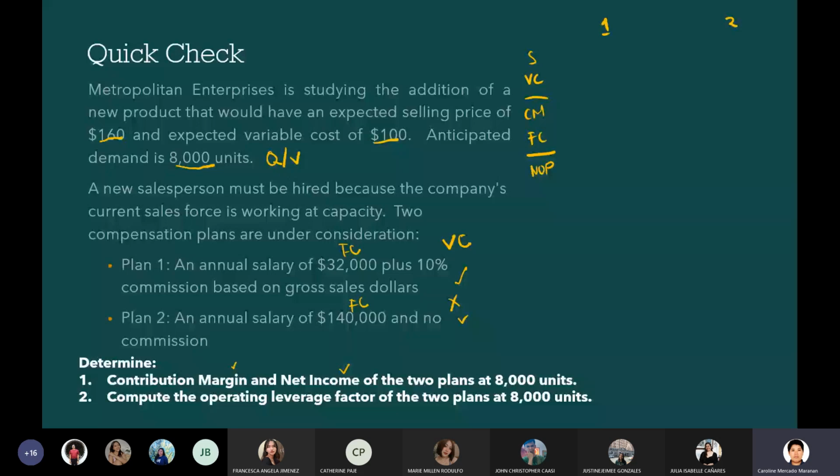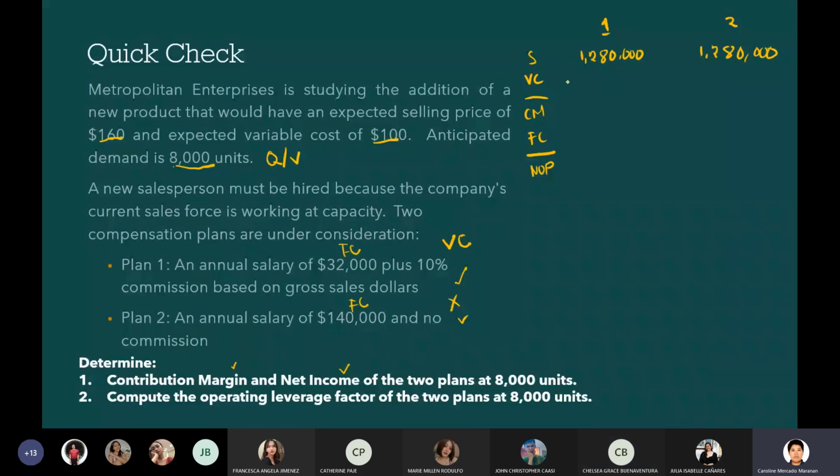So, unahin natin yung sales. How much is the sales? I-guide ko na lang. Sa number 1 muna tayo, plan 1 tayo. How much is your sales? Ma'am, yung 160 times 8,000. Okay, that's correct. Ang sales po is 1,280,000. So, parehas tayo sa plan 2. Wala namang pinagbago, di ba? Yes po. Okay. So, next, variable cost.